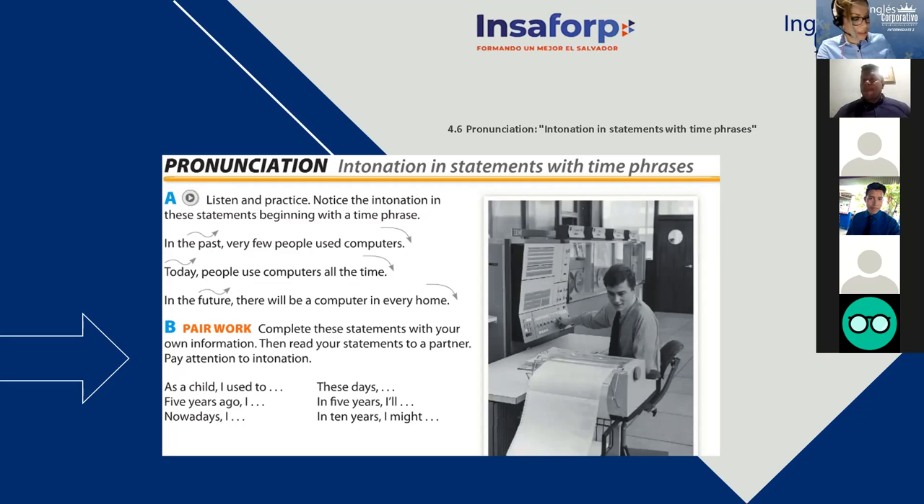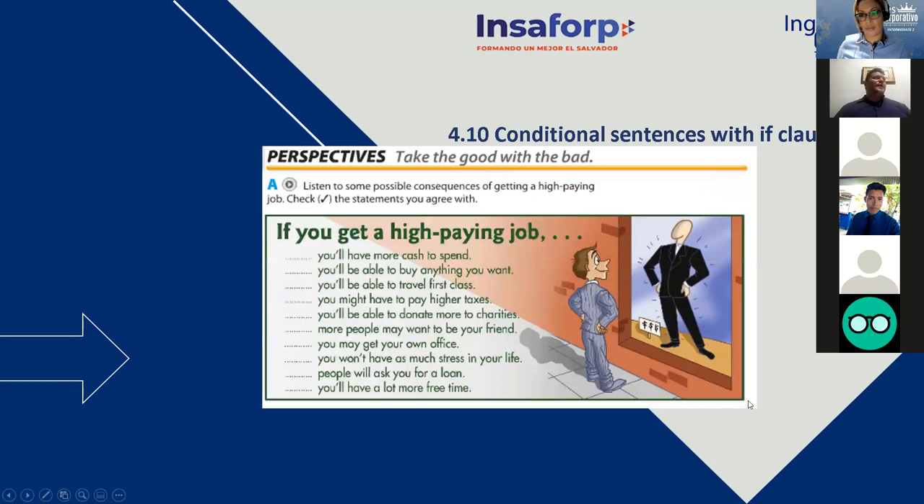Questions about this? No? Okay. Well, moving on to the next slide, we are going to be using the conditional sentences with if clauses.